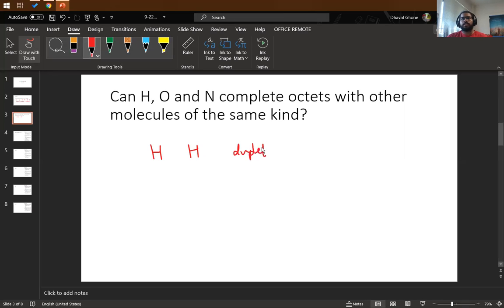And so to satisfy this, each H has 1 valence electron, and they can share this one and make an H-H single bond. Or I can draw it like this, right?